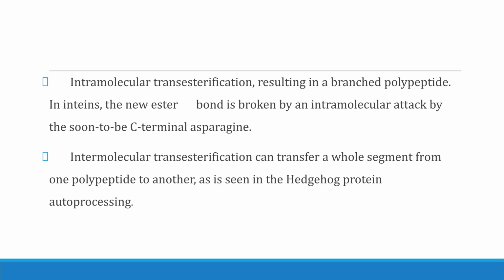Simple hydrolysis splits the chain, forming a new N-terminus. Beta elimination splits the chain, resulting in a pyruvoyl group. Intramolecular transesterification results in a branched polypeptide, while intermolecular transesterification transfers a segment from one polypeptide to another.